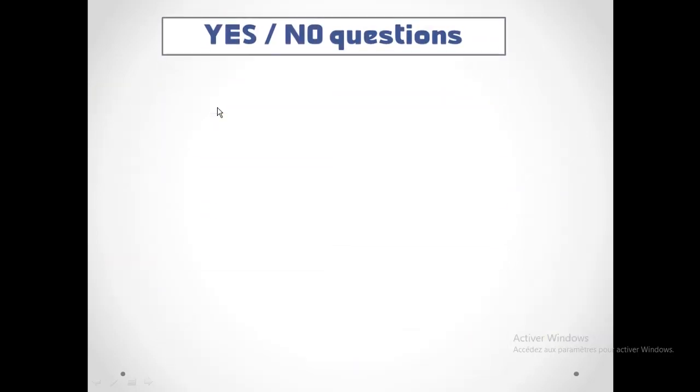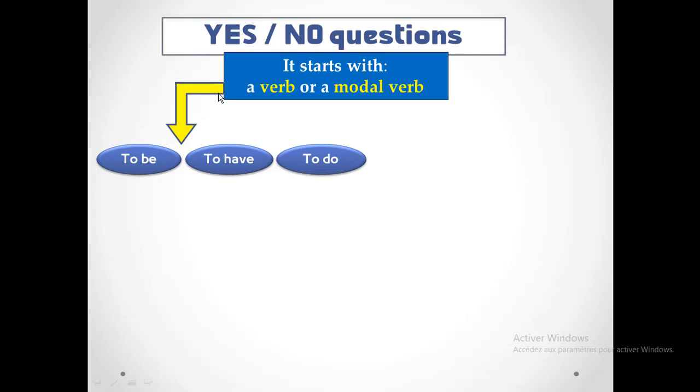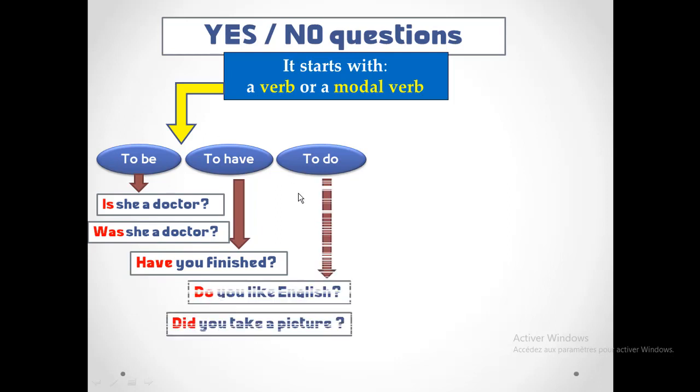Yes no questions. It starts with a verb or a modal verb. A verb like to be, to have, to do. To be like is she a doctor? Is to be in the present. Was she a doctor? Was to be in the past. To have like have you finished? This is present perfect. Have, the verb to have. To do like do you like English? Did you take a picture? To do in the present. To do in the past.